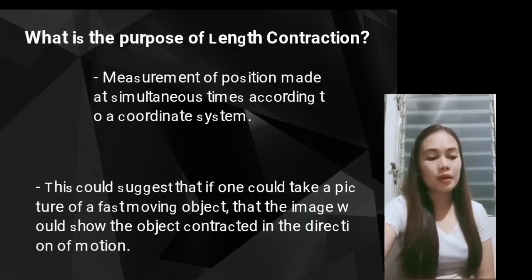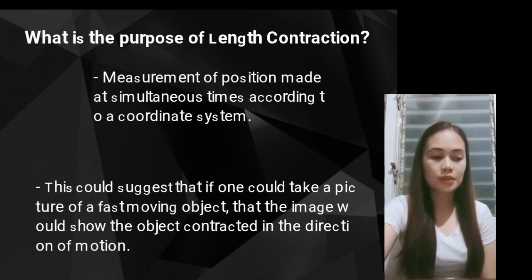What is the purpose of length contraction? So, length contraction is the measurement of position made at simultaneous times according to a coordinate system. This could suggest that if one could take a picture of a fast-moving object, the image would show the object contracted in the direction of motion.